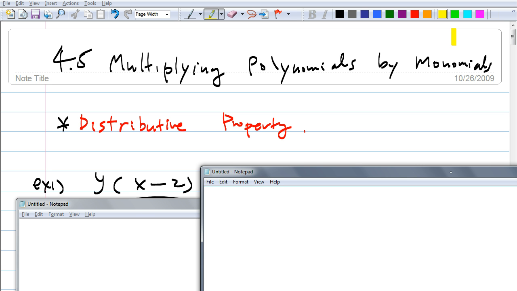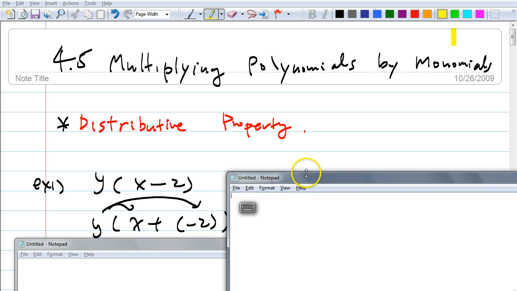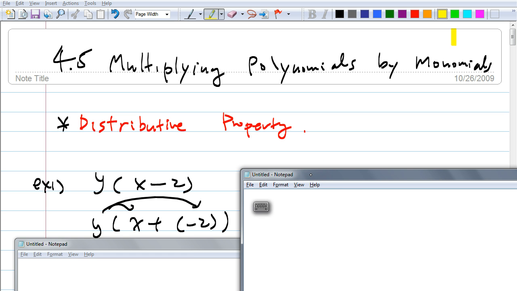Does it have to be a binomial? No. It could be a trinomial. You could have more than 3 terms. All right, so what do you think I should do first here? How about Alvin? Distribute y to x minus 2. But I don't like subtraction, so I should change it to addition. That's right. So I get y times (x plus negative 2). Okay, then tell me what to write next. xy plus negative 2y.